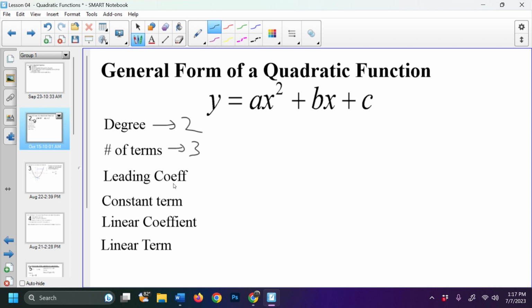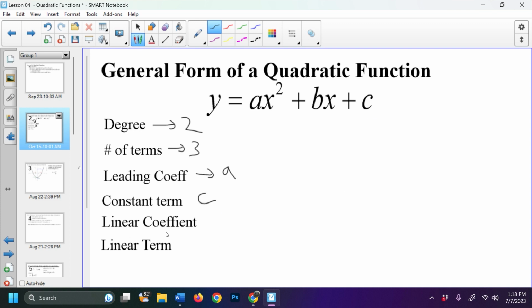The leading coefficient is the coefficient of the leading term, and the leading term will always be the term with a variable of highest degree. So in this case, the ax squared term is the leading term, and its leading coefficient will be a. The constant term, constant meaning it doesn't change, and since x in both of these two instances are variables, the only one of these three terms that does not change is going to be c.